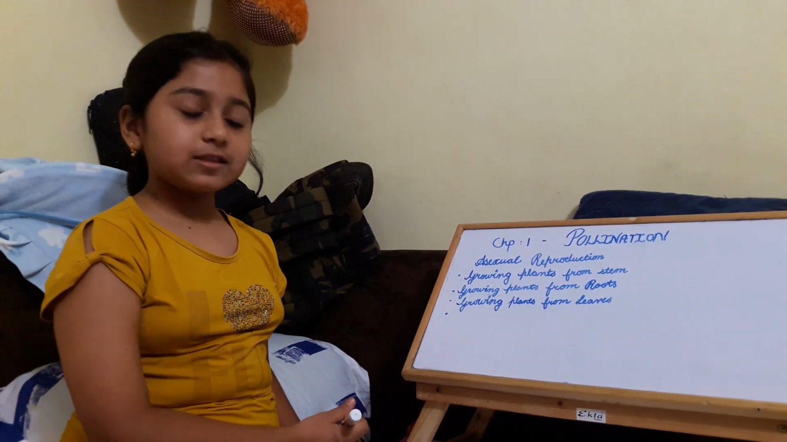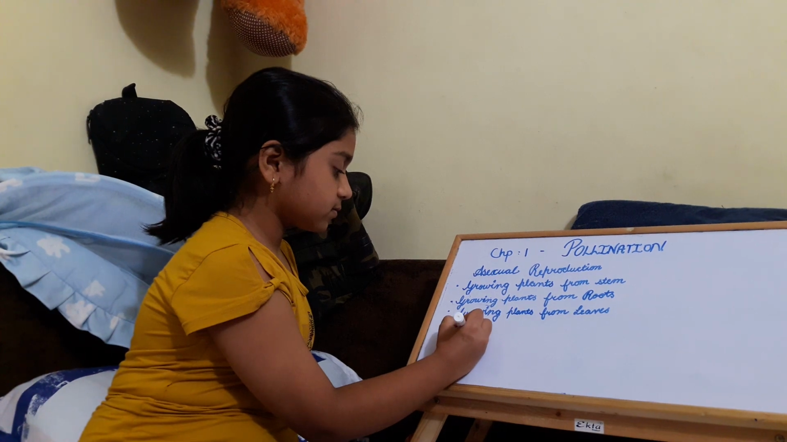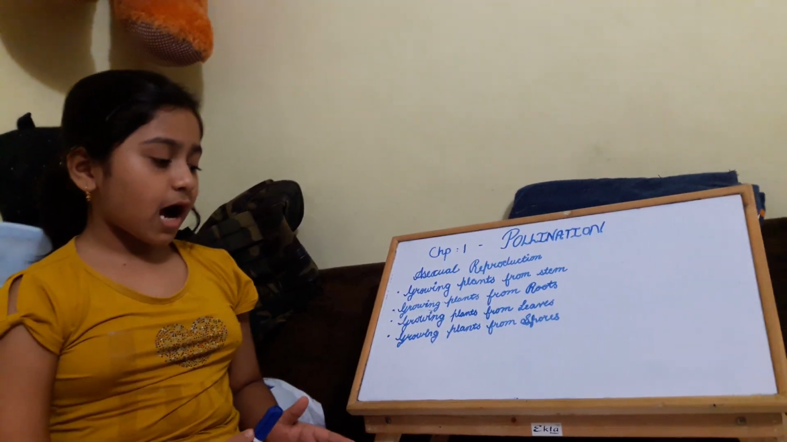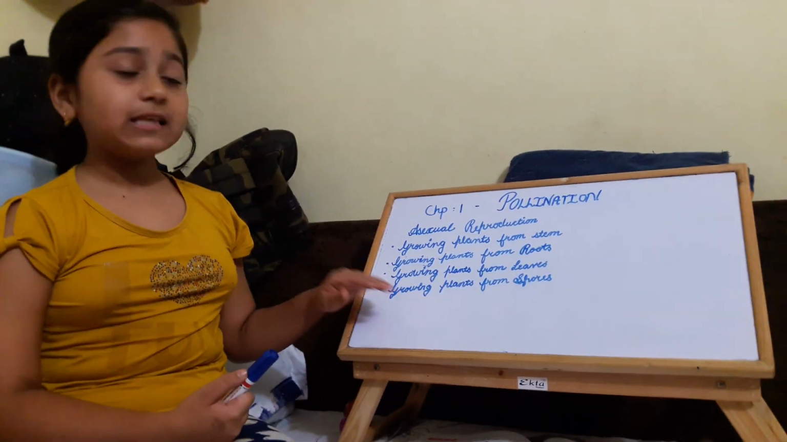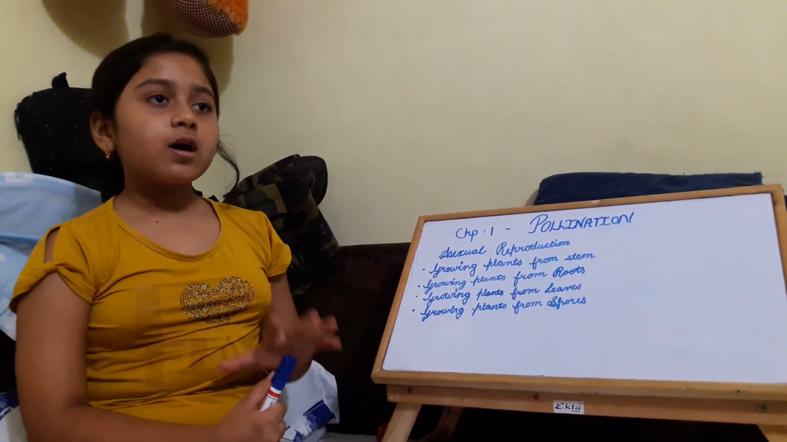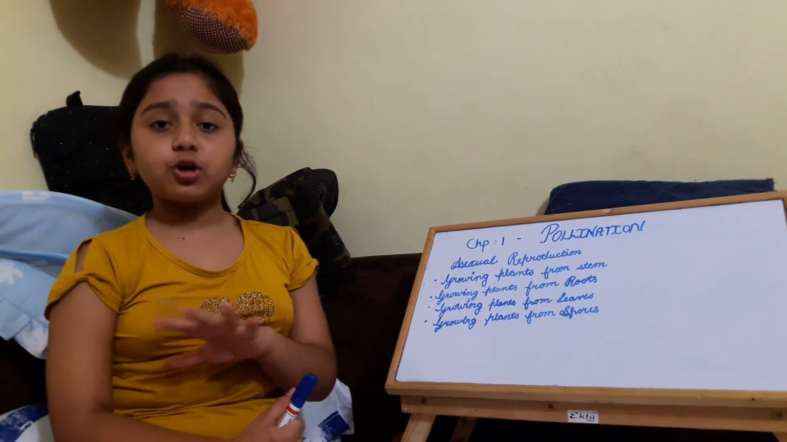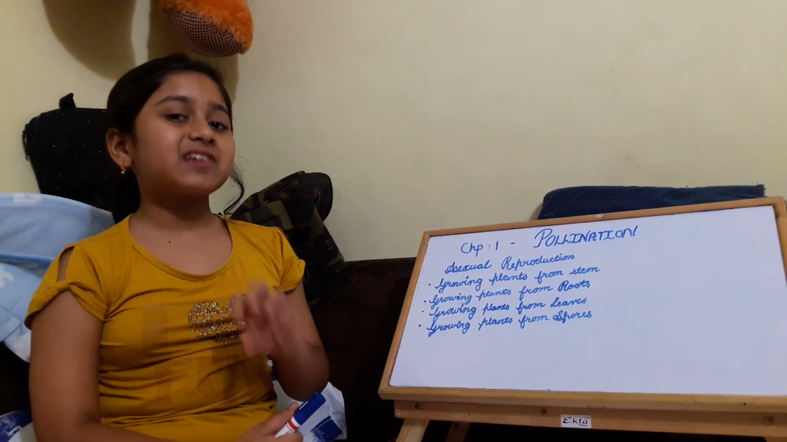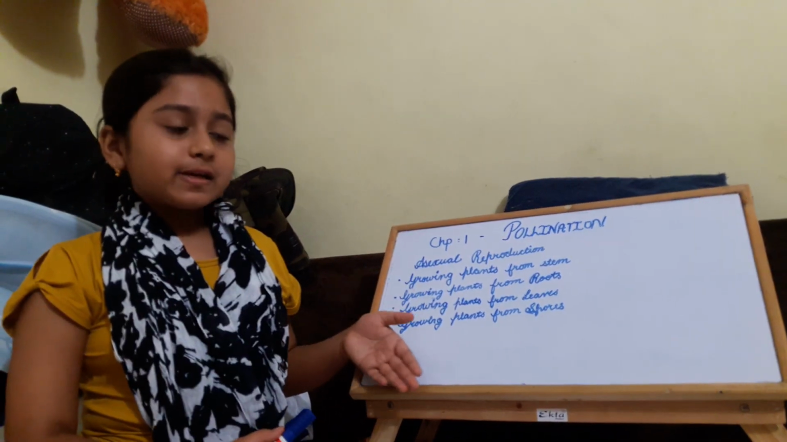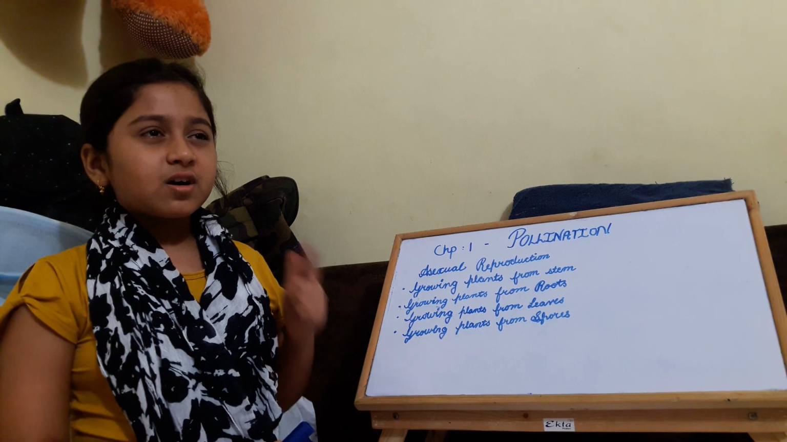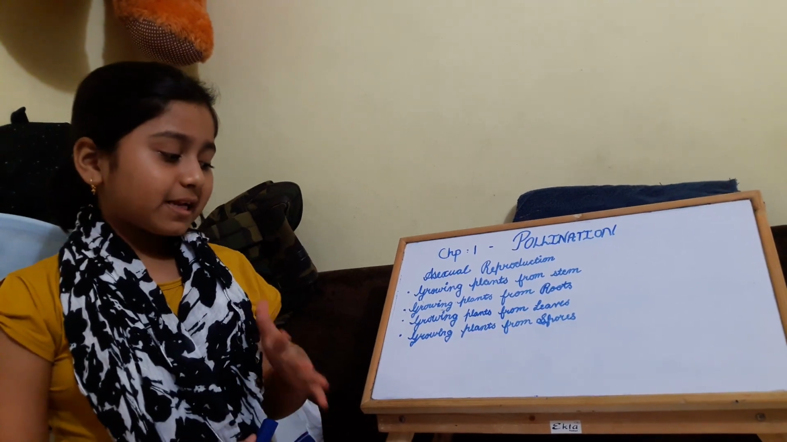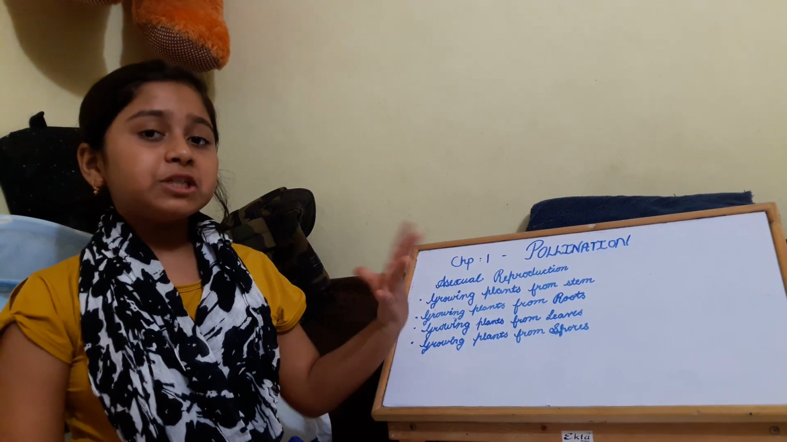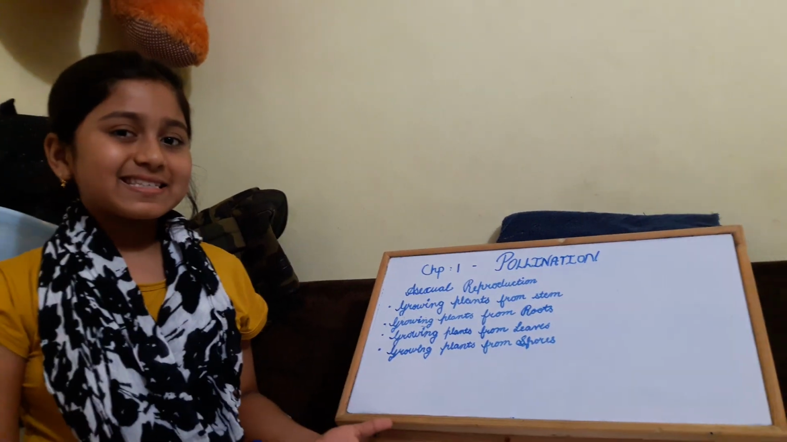Now growing plants from spores. Now we're going to talk about growing plants from spores. Some plants do not bear seeds or flowers. They reproduce through a special structure known as spores, for example ferns, fungi, and many others. These spores fall on the ground and grow into a new plant. That's really interesting, isn't it?